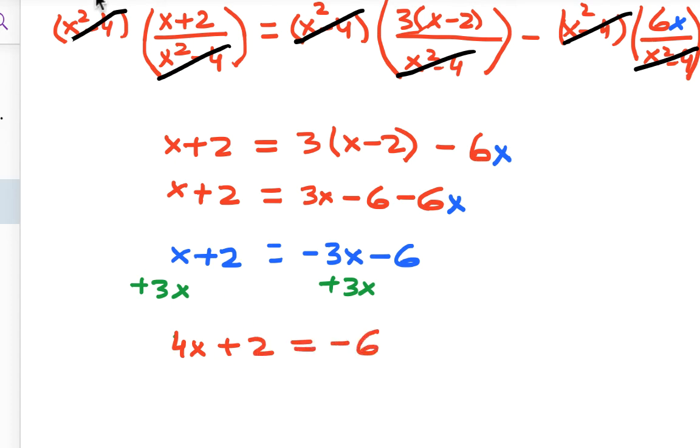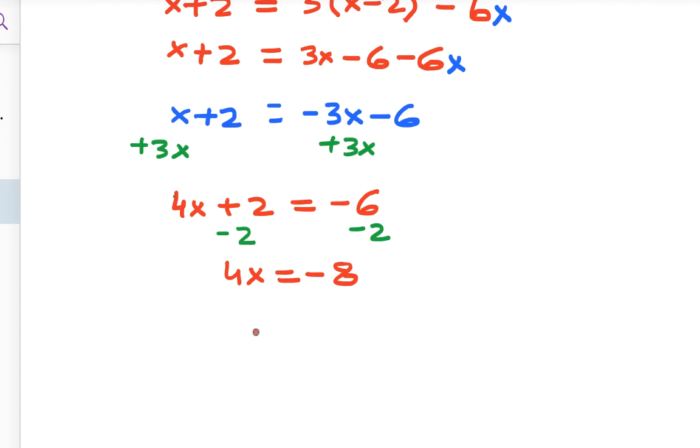Now get rid of the 2 here. So once again, just subtract the 2. What are we getting? 4x = −8. And clearly the answer for this one: you can divide by 4 on both sides. So we divide by 4 on both sides, and we get the answer to be x = −2.